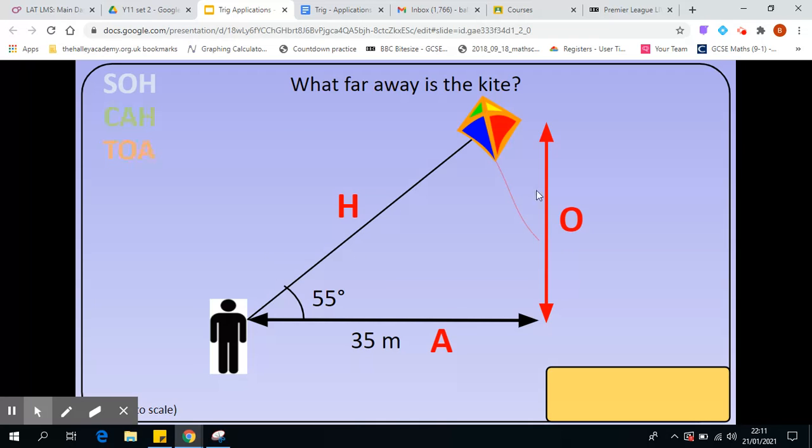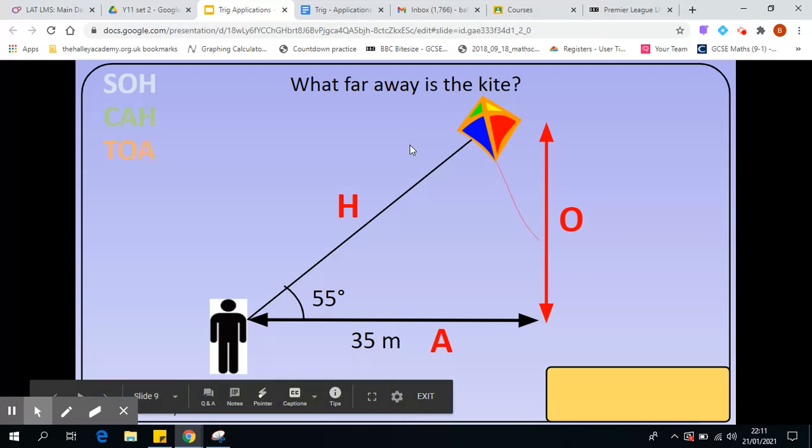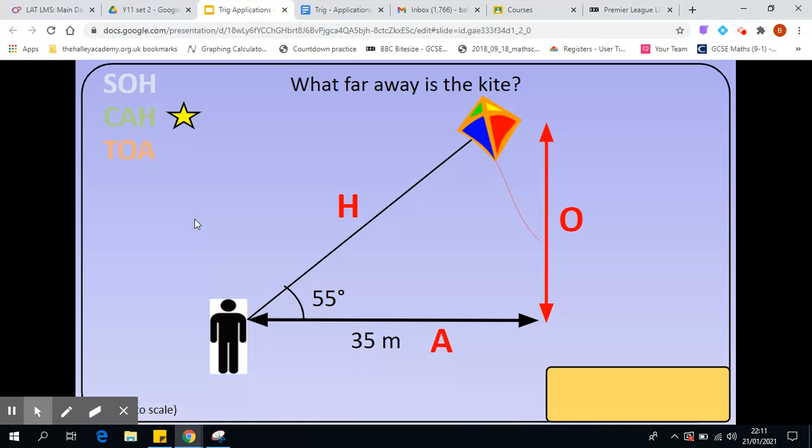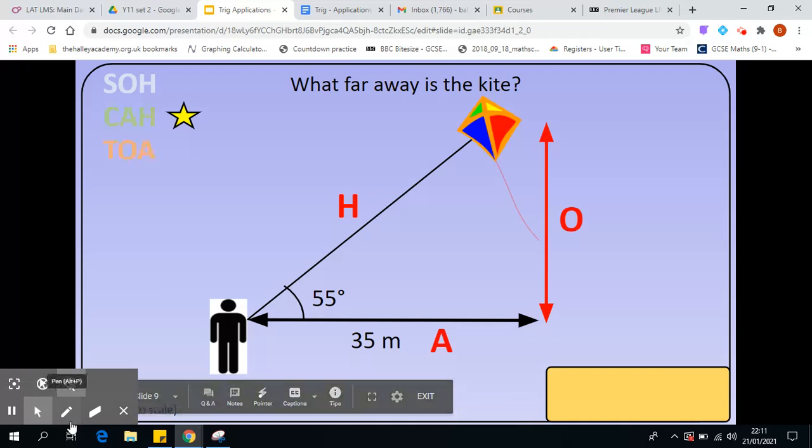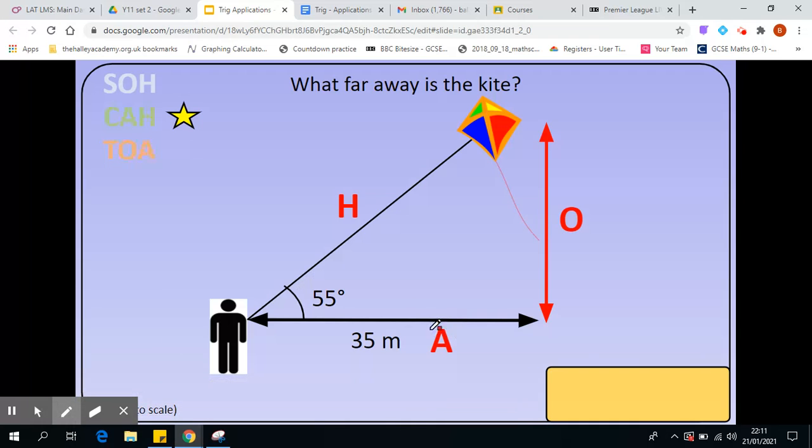Most of you are labeling all the sides and identifying the wrong ratio because you haven't crossed out the unwanted one. In this case, this is cos because there is a value for A, which is 35 meters. We need to calculate the value of h, the hypotenuse. We don't require the opposite side. Hence, it involves cos because it involves the adjacent side and the hypotenuse.